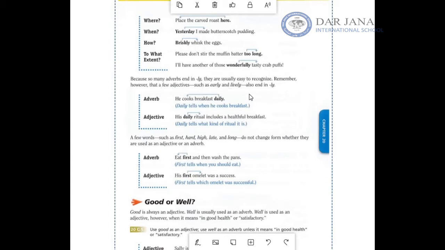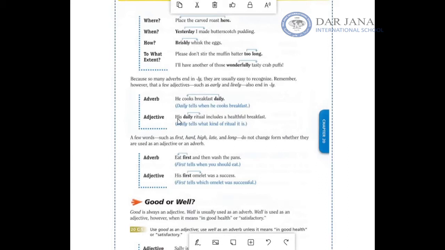Sometimes we have certain words that can be used as either adverbs or adjectives, and they end in ly. They have the same form as adjectives and adverbs, like the word daily here. In this example, daily is used as an adverb, and it tells us when. He cooks breakfast daily. It gives us information about the verb cooks. It tells us when. It's used as an adverb.